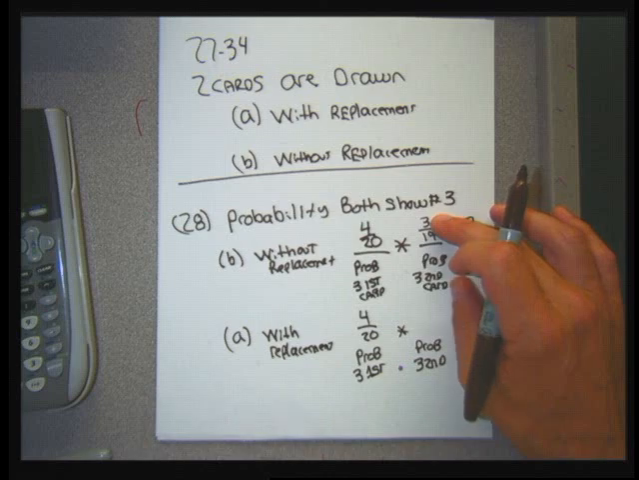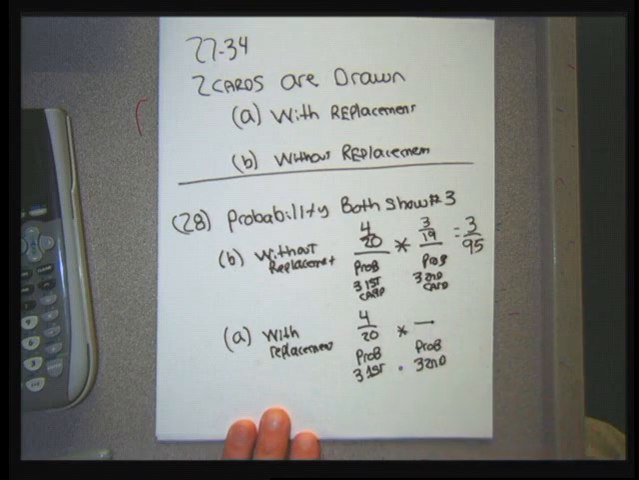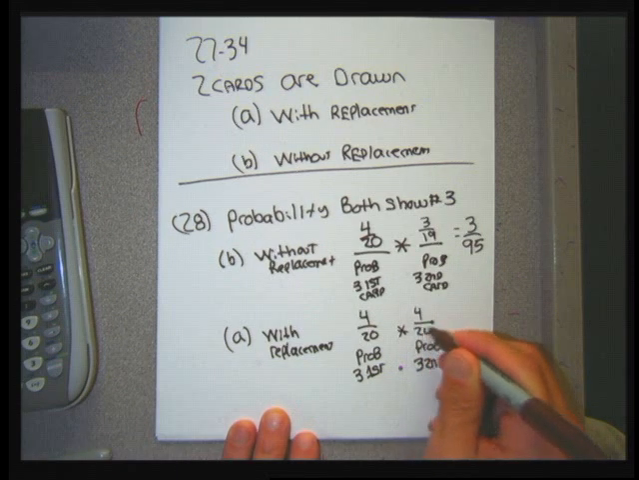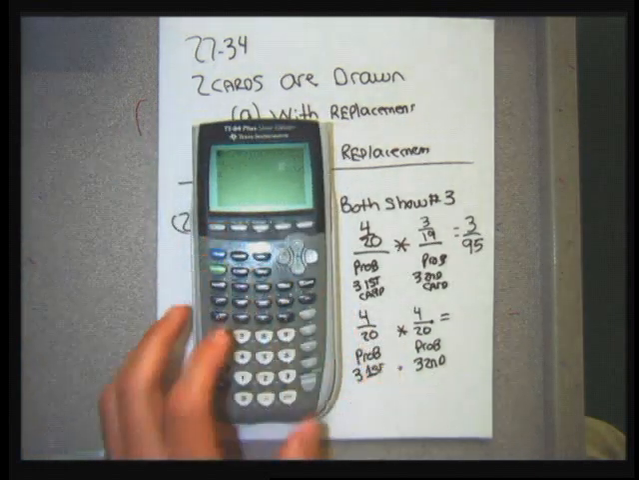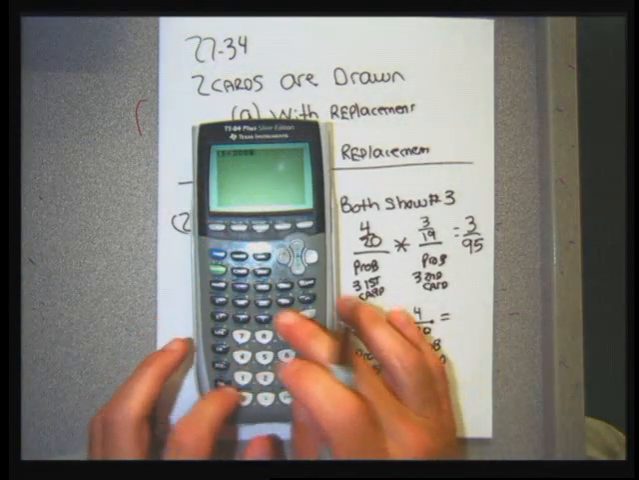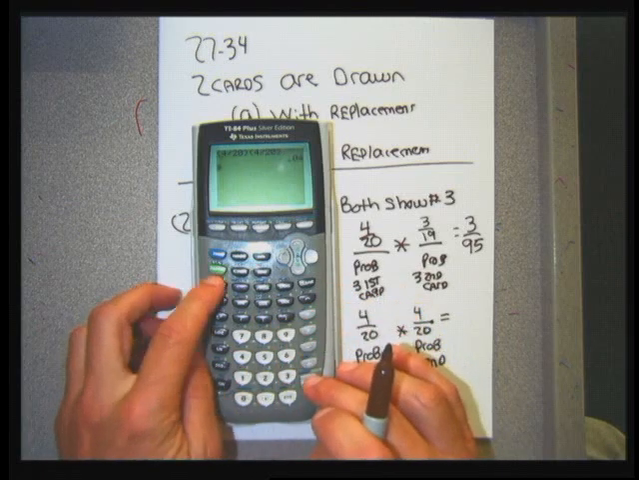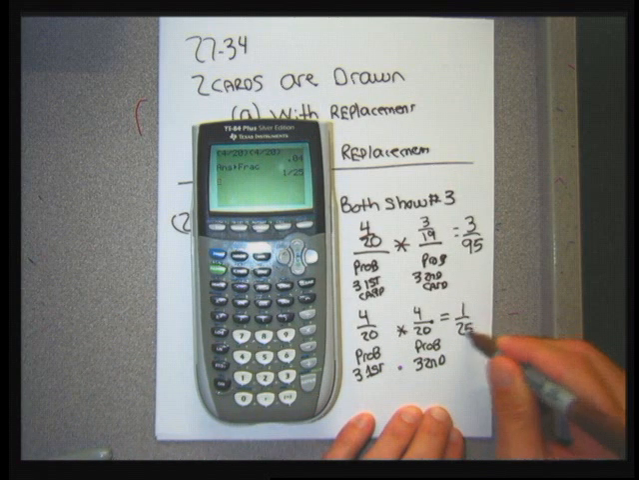In this problem with replacement, my second probability is going to be the same as my first probability because I still have the same 20 cards to choose from. So it's going to be 4 in 20 again. And I'm going to multiply and simplify these quickly. So I'm going to go parentheses 4 divided by 20, parentheses 4 divided by 20, enter, math, enter, enter. My calculator tells me the answer for this should be 1 in 25.